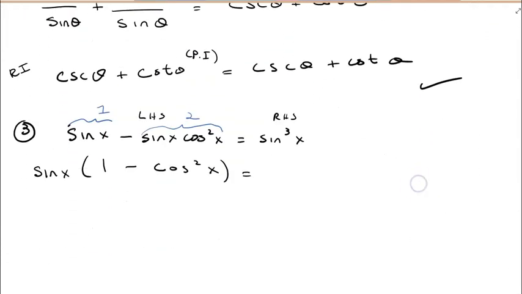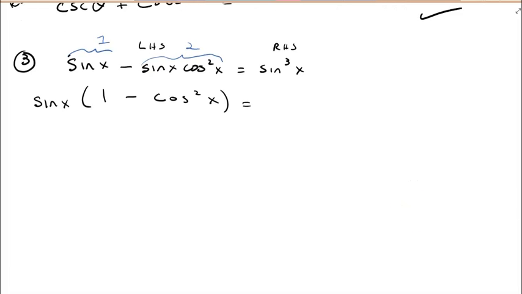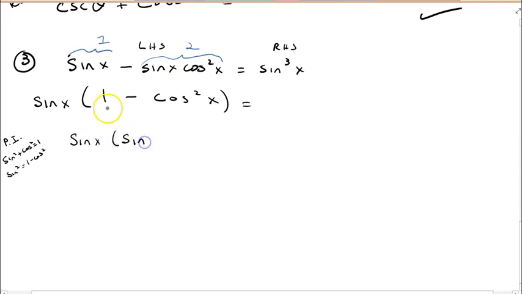So let's come back down to my problem. And off to the side, I'm going to make a note. Pythagorean identity. We know that sine squared plus cosine squared equals 1. So sine squared has to equal 1 minus cosine squared. So I have my sine x times, I'm going to replace this.